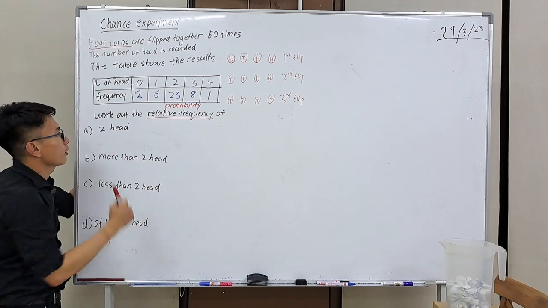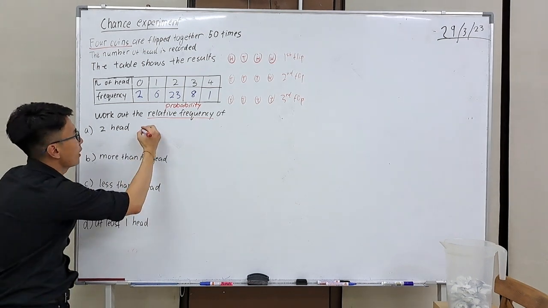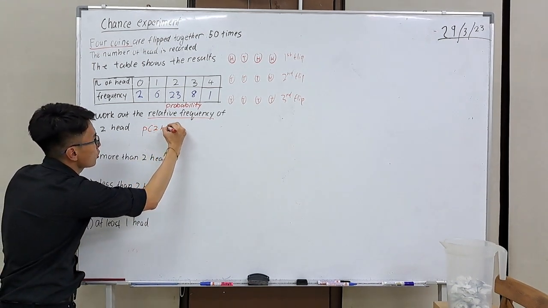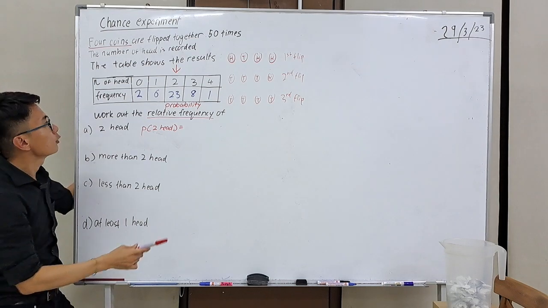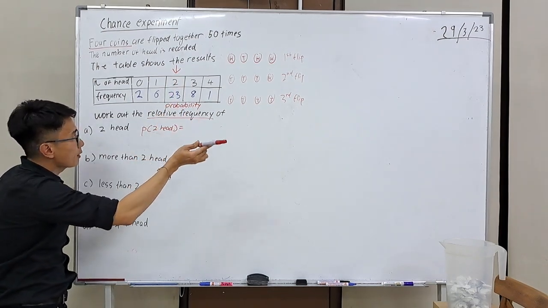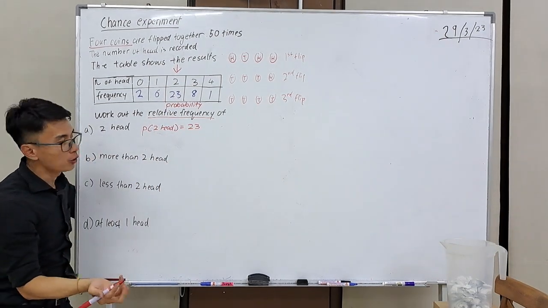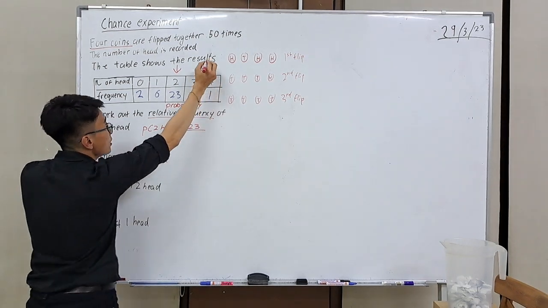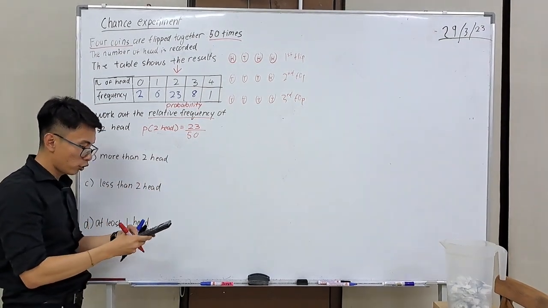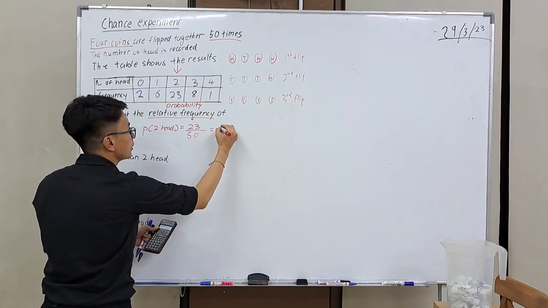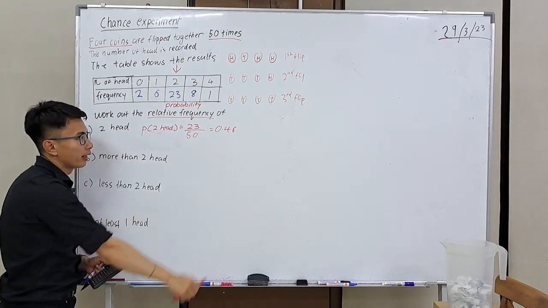So let's try to work this out. What is the relative frequency that I will get 2 heads? I'm going to use this information over here because that tells me, out of the 50 times, how many times I get 2 heads, and that will be 23. So the number of outcomes is 23 over the total outcomes, which is 50 times. I can leave my answer like this, or you can change it to a decimal number, so that's going to be 0.46. Both answers will be accepted. If you leave your answer as a fraction or decimal, that'll be fine.